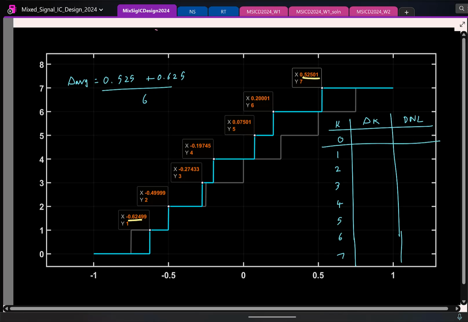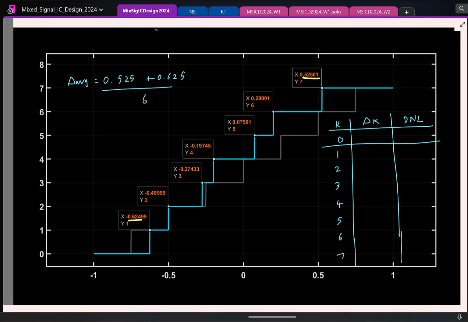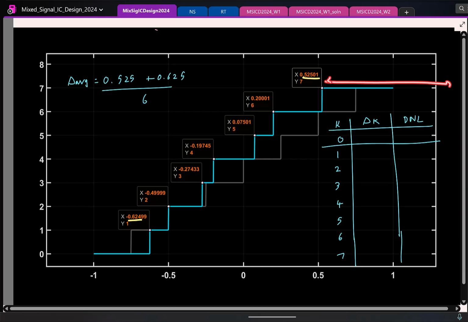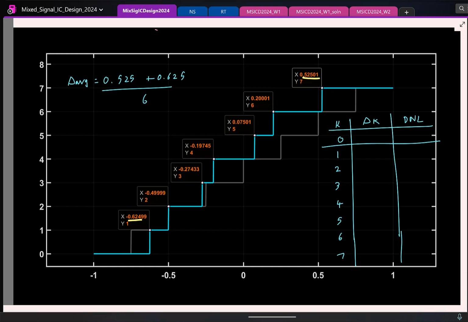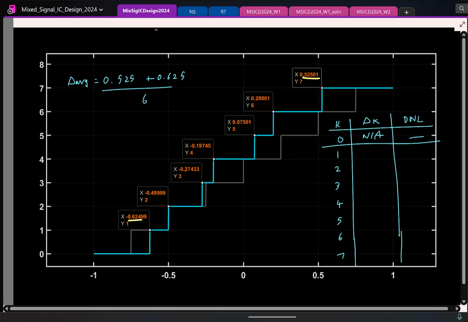So as he was pointing out, if I look at the code width for code 0, any voltage from this to minus infinity is for code 0. So the code width in principle is infinity, so we don't define it. It doesn't make sense to define a code width here. Same holds good for the last code. Any voltage from this point till infinity is quantized to code 7, so no point in defining it. So DNL is not defined for these two.